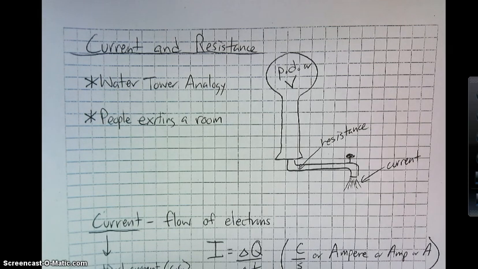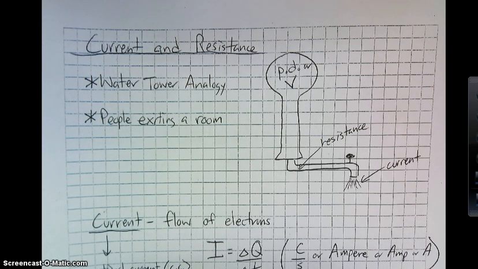Alright, so in this video we're going to talk about current and resistance. A couple of terms that you've most likely heard, but perhaps not in the same context that we're going to talk about here with electricity. So I've got a couple of analogies to try to help explain this.